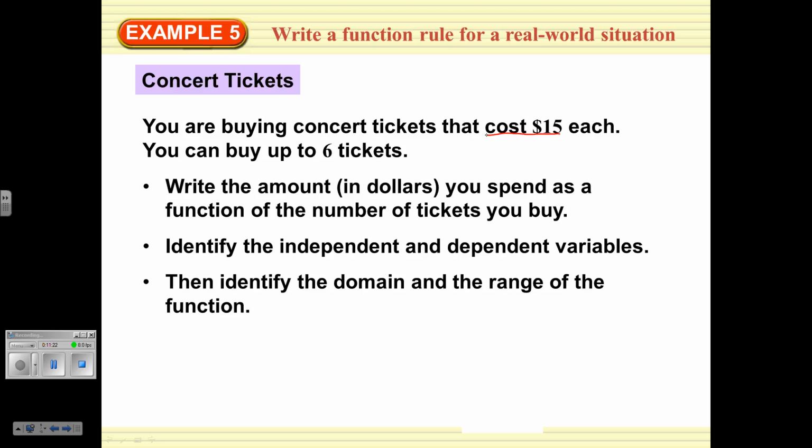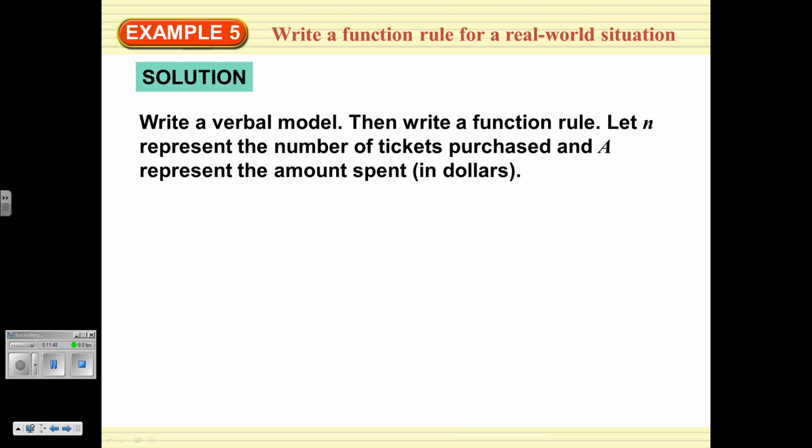And then identify the independent and dependent variables. And then we're going to identify the domain and range of the function. All right, so we have a couple of things we have to do. We have to write the amount that we spend as a function. So to write a function, determine what's independent and dependent, and then identify domain and range. So here we go. Of course we're going to write a verbal model. It always helps to write a verbal model, and then we can write the rule based on the verbal model.